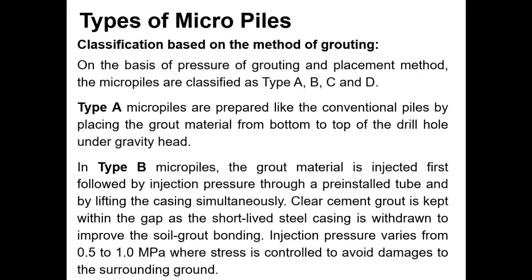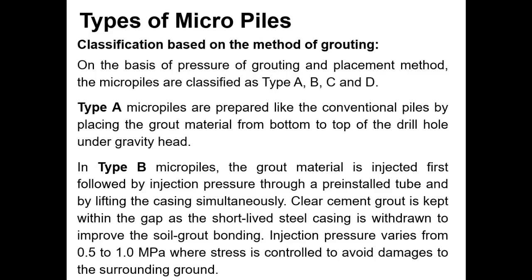On the basis of pressure of grouting and placement method, the micropiles are classified as type A, B, C and D. Type A micropiles are prepared like the conventional piles by placing the grout material from bottom to top of the drill hole under gravity head.